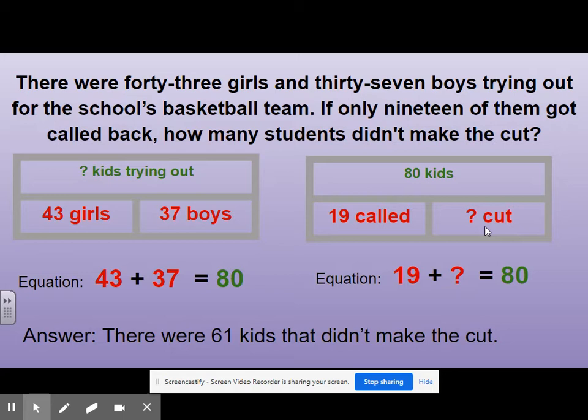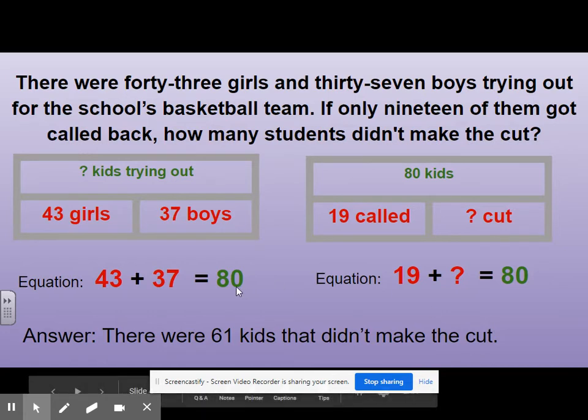So you can see today I needed to actually do two bar models. I had to do two equations. I had to find out the first part before I could do the second part. Those are your two-step word problems, okay?